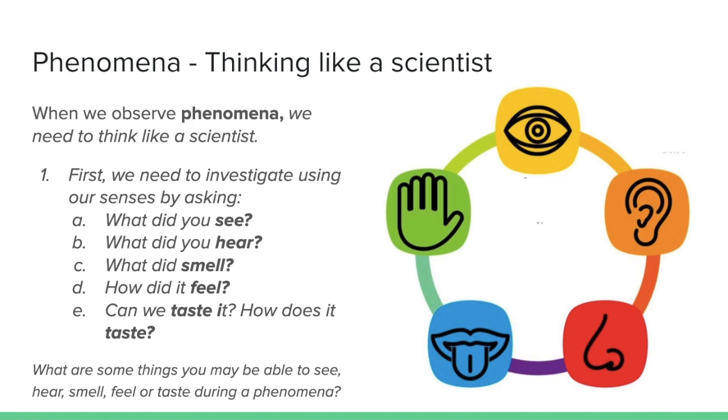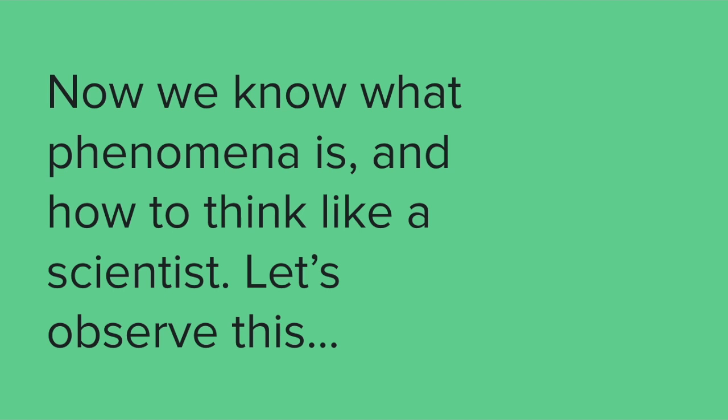Smell, you might smell the freshness of the rain, kind of that damp, humid smell. Feel, you might feel water droplets hitting your skin. They might be cold, they might be warm, depending on where the storm came from. And taste, if you're sticking your tongue out and tasting that water, you're going to know how it tastes. So now we know what a phenomena is, right? A phenomena is an observable event, and how to think like a scientist using our senses, right?